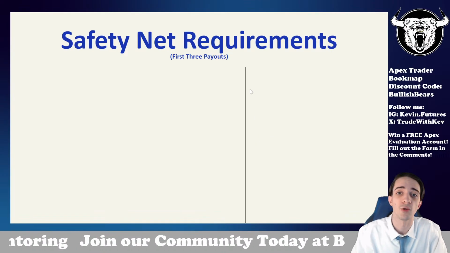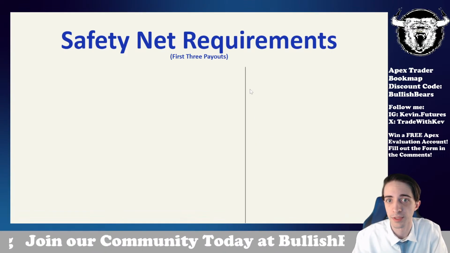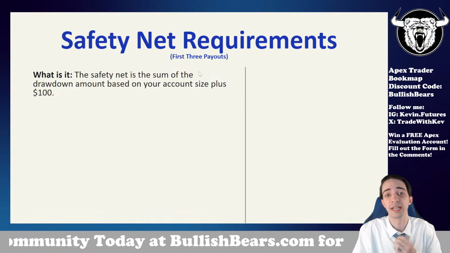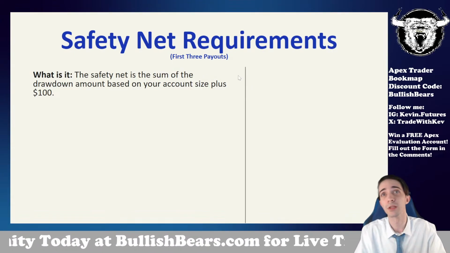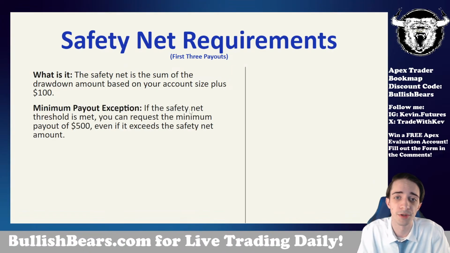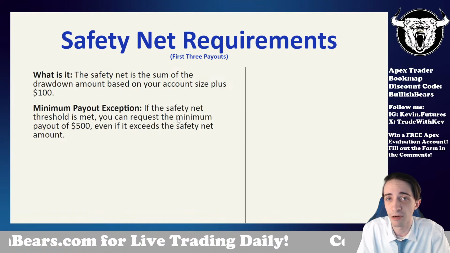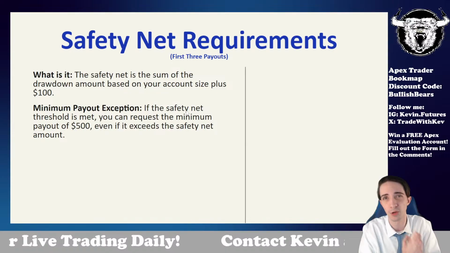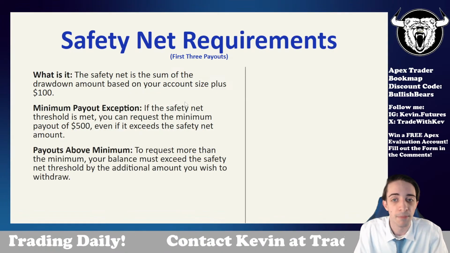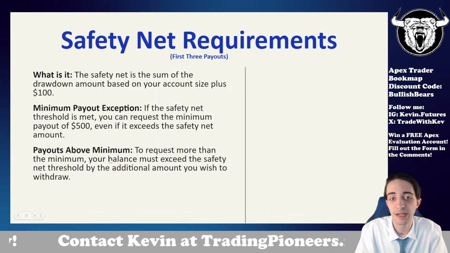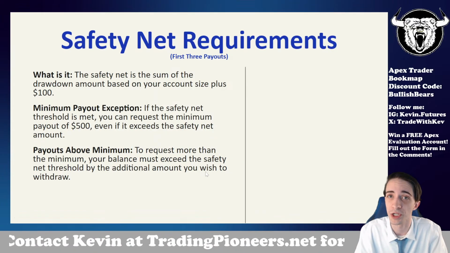So safety net requirements for the first 3 payouts. So what is it? The safety net is the sum of the drawdown amount based on your account size plus $100. Minimum payout expectation. If the safety net threshold is met, you can request the minimum payout of $500. Guys, minimum payout is $500. You cannot request less than that. Payouts above minimum. To request more than the minimum, your balance must exceed the safety net threshold by the additional amount you wish to withdraw.